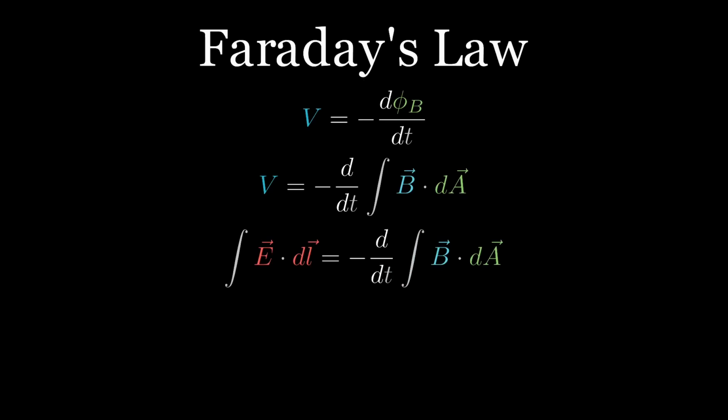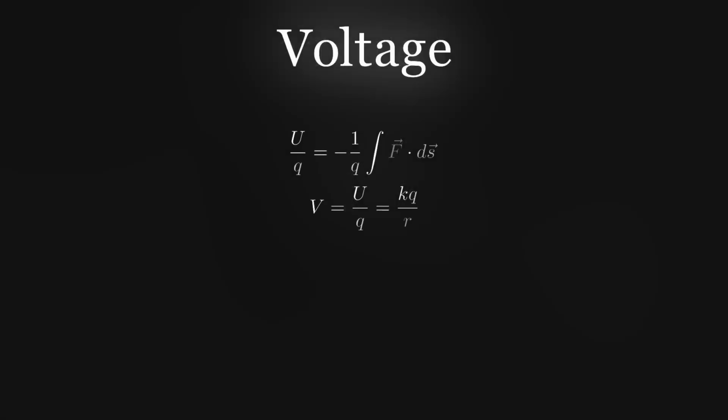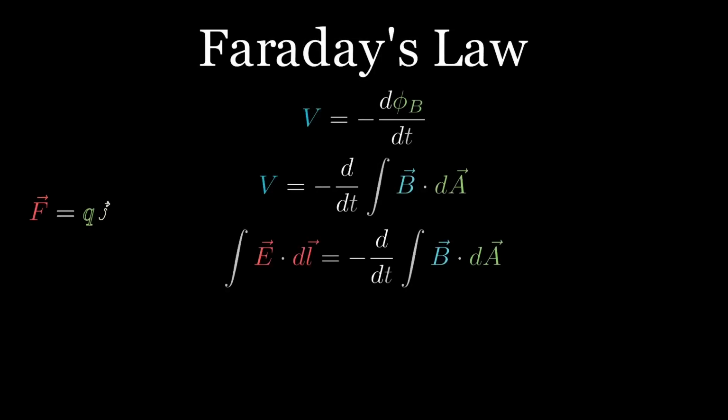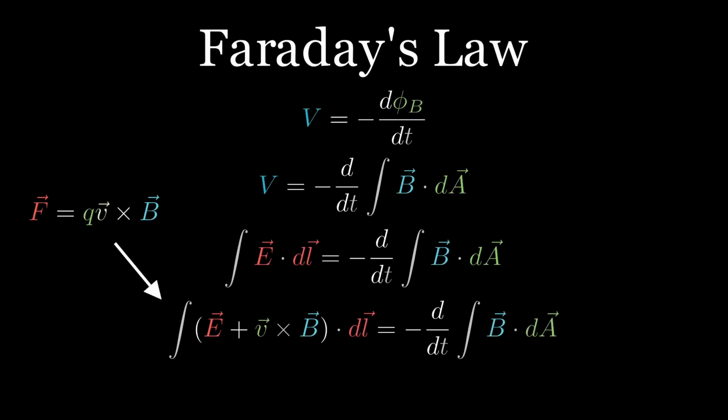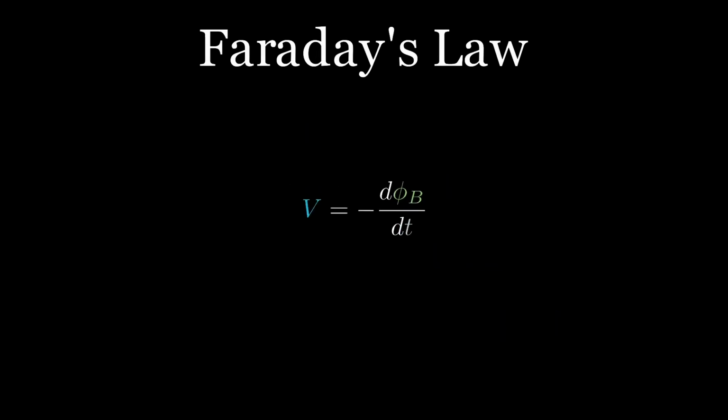Also, if you remember from earlier, we got this voltage equation from the force from the electric field, Q times E, but we have a new force too, QV cross B, so we have to add that in to the equation. Now this equation isn't really that easy to work with, so we're usually going to stick with the original one. Anytime I change the magnetic flux in my current loop, I get voltage.